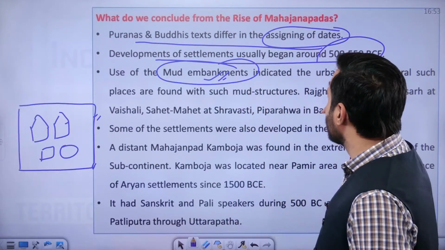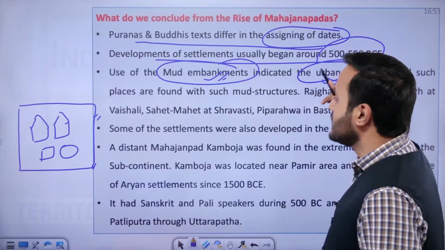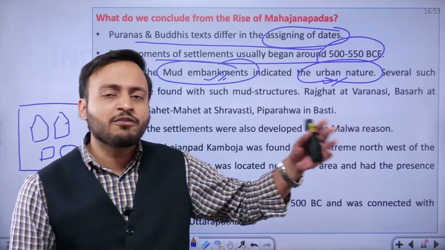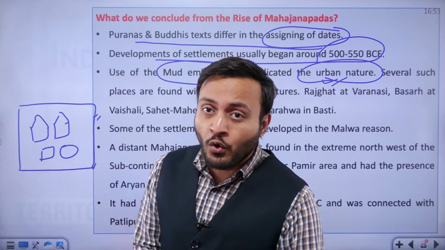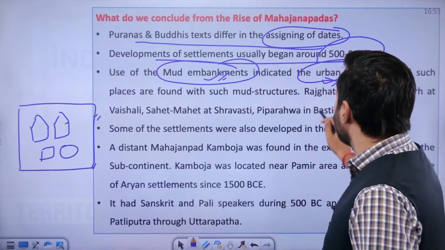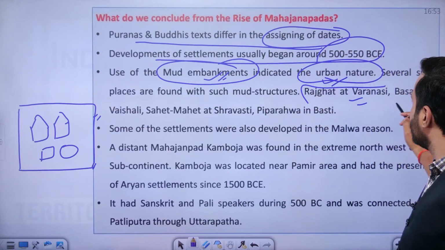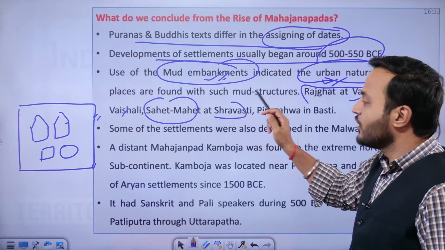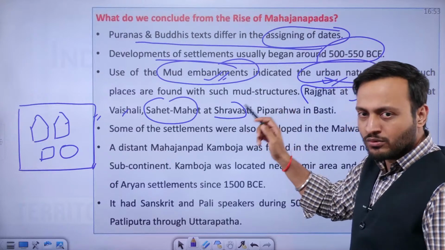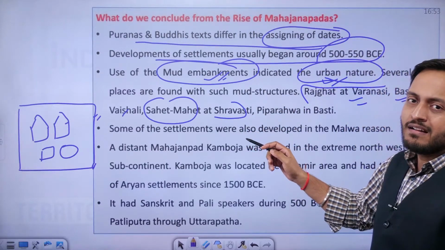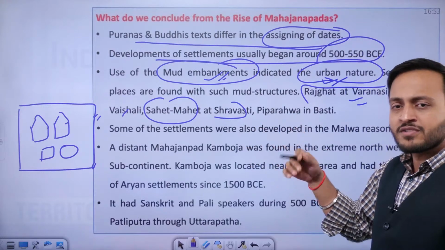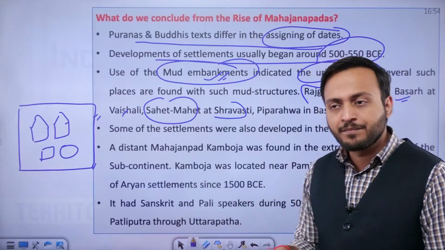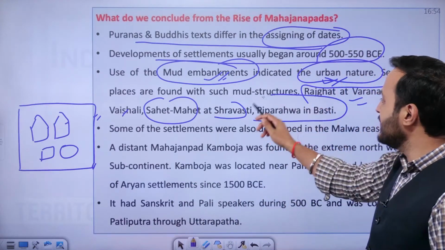At the same time, it also indicated its urban nature, and we have obtained several such mud walls across the country from several cities, and especially their old identities. Like, look at this one, Rajghat at Varanasi, then Basad at Vaishali, then Sahet Mahet at Shravasti. Where is Shravasti? Shravasti is in Uttar Pradesh, and in the nearby region you might have heard names like Shravasti, Gonda, Bahraich, all of which are in the Awadh region. Okay. Piprahwa in Basti. Alright.